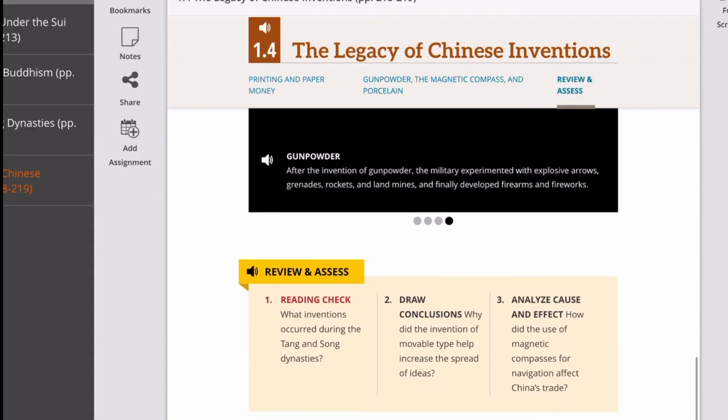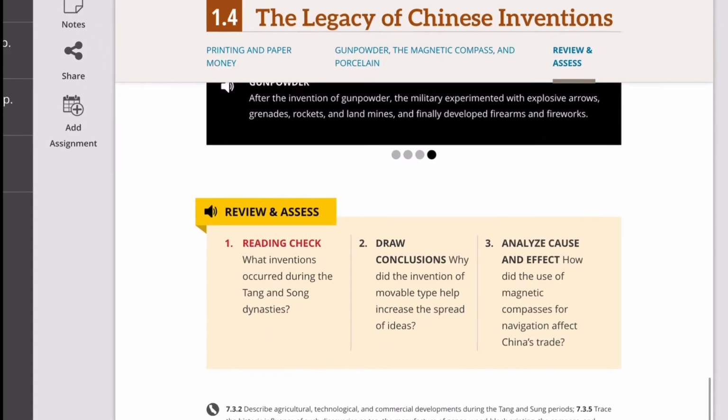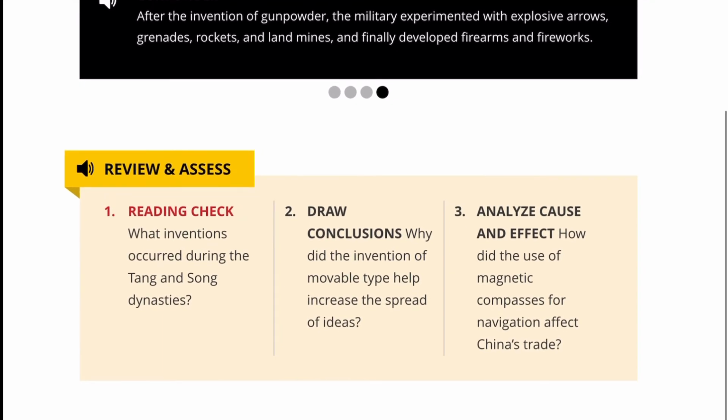And finally, we have gunpowder. After the invention of gunpowder, the military experimented with explosive arrows, grenades, rockets, and landmines as well. They finally developed firearms and eventually fireworks that we enjoy during the 4th of July and other celebrations. Obviously, there are more Chinese inventions, but those are the popular ones, at least for the Tang and Song dynasties.